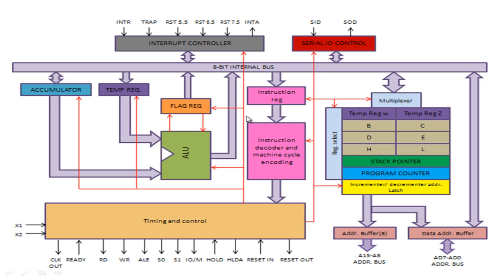According to the instruction provided, these blocks work. Suppose we have to add two numbers; then from the temporary register the operand will be transferred to the ALU, which performs the addition. If we have to transfer some data to the accumulator, then the accumulator will be used, and the addition will be done by the ALU. After addition, the final result will be stored in the accumulator, and then we get our final result.